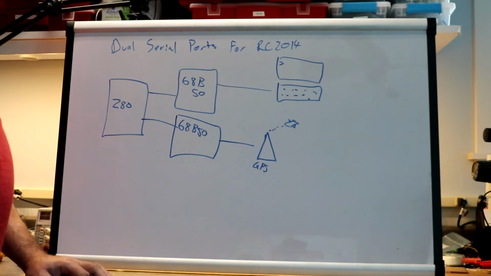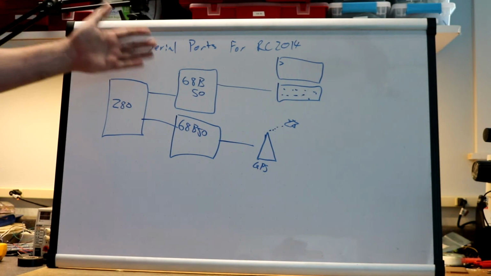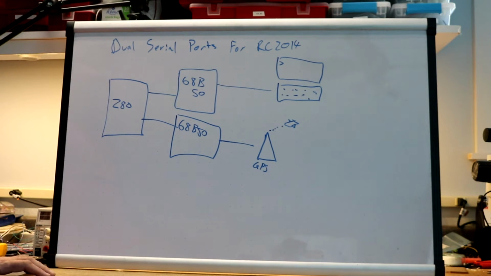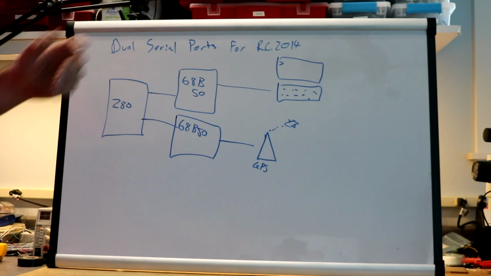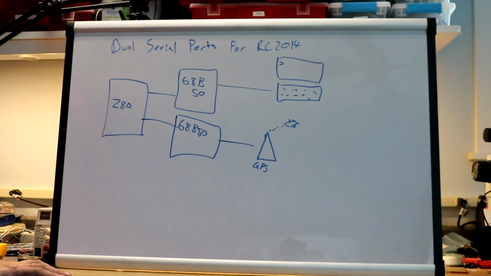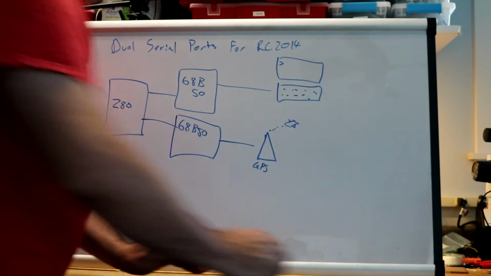So that was actually my first take on the project, was to use two of these 68B50 serial chips. That seemed to be very problematic. These things just weren't working reliably for me. I'm not entirely sure why, but I had lots of issues with characters being dropped, it being sensitive to which slot in the RC2014 backplane I put it in, etc. So that was kind of unfortunate, but I found a better solution.